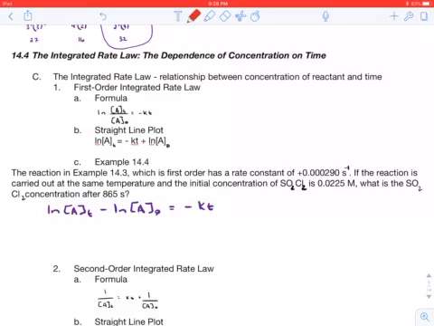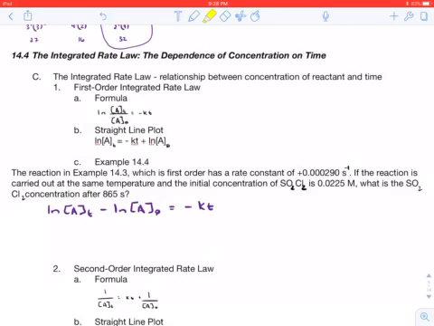This is the integrated rate law. I believe we covered this in class, but just in case you need some extra help or work, we're going to run through it really fast. Basically, this section, 14.4 in the book, goes through all the derivation of these formulas, but we're not going to do that here. We're just going to use the formulas and go from there. So we're going to jump right in.